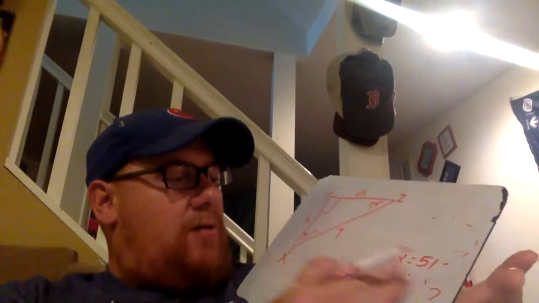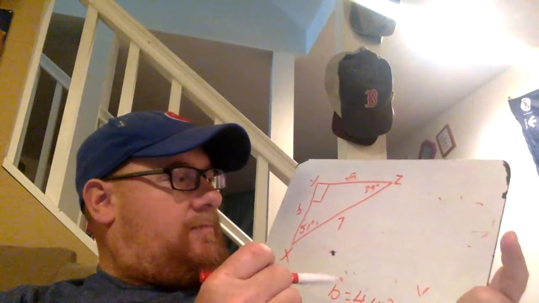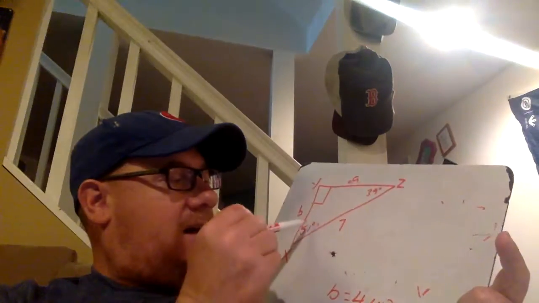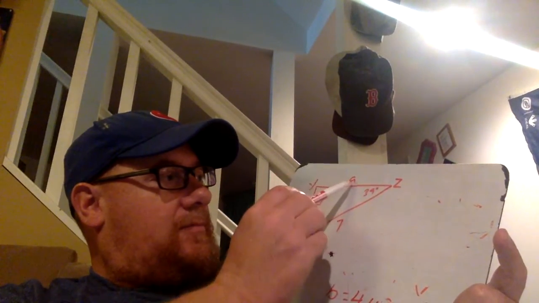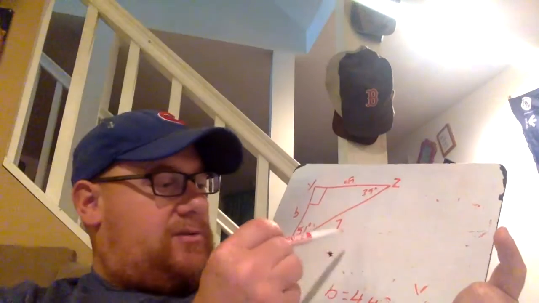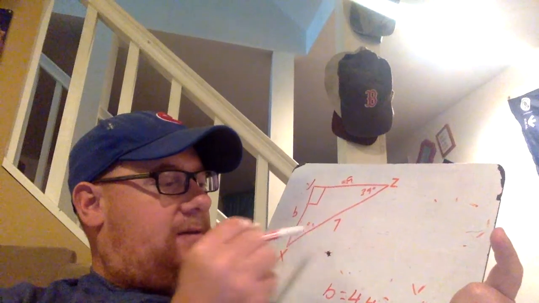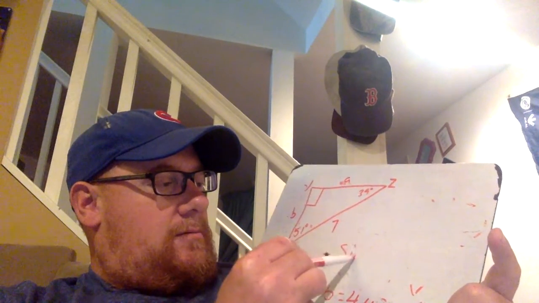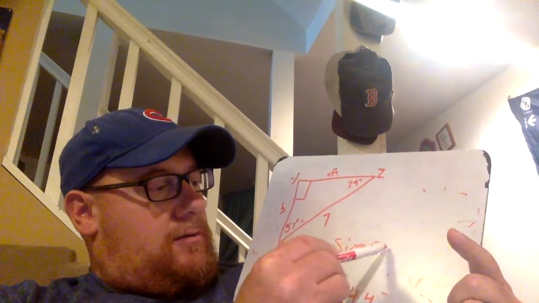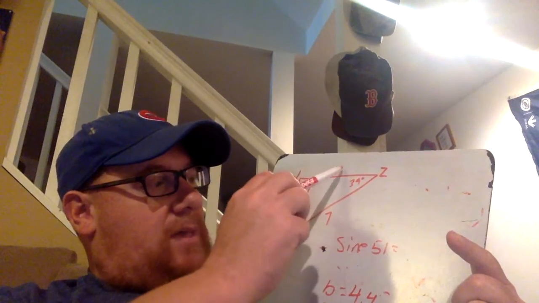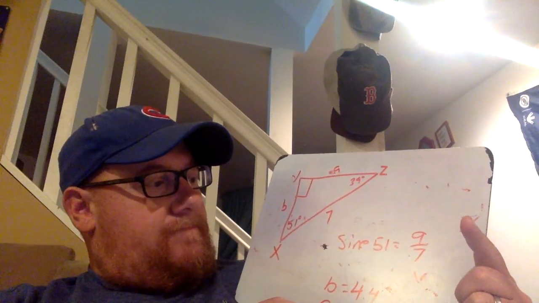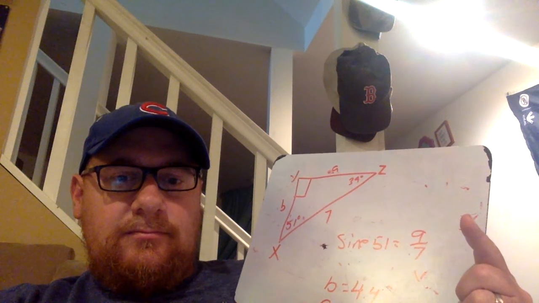Okay? So now we're missing side A. So we want to find A. And if you notice, I have opposite over hypotenuse. So I can use sine again, okay? So we're going to say sine, my measurement of my angle, which is 51, equals A over 7. Okay? With me?